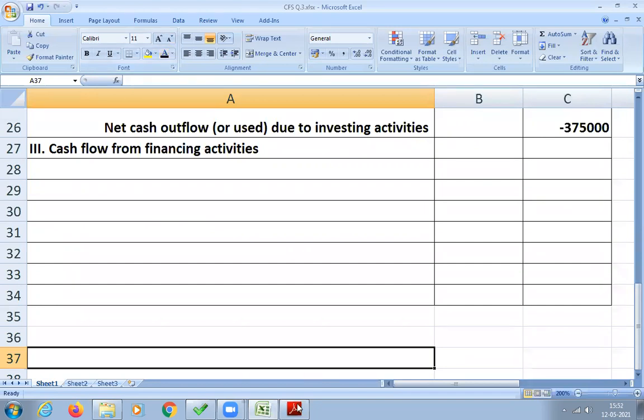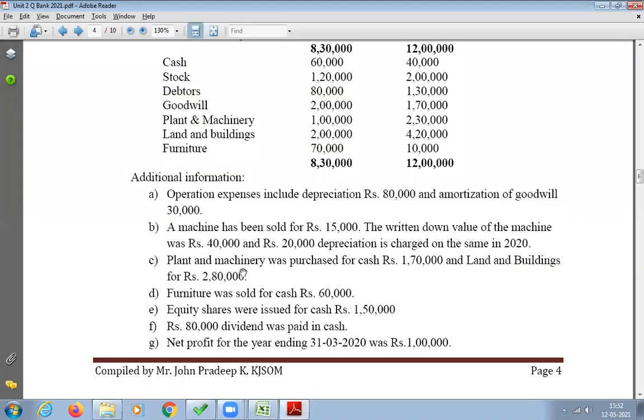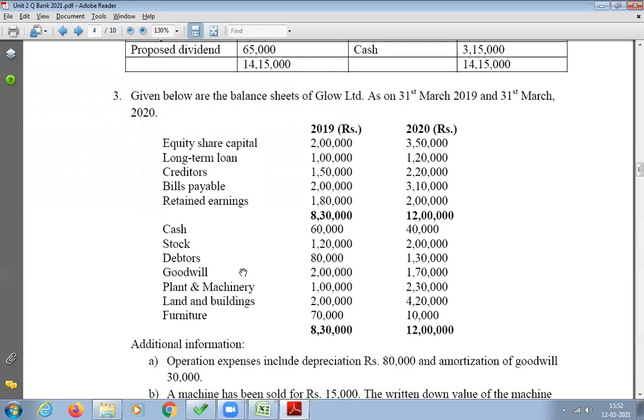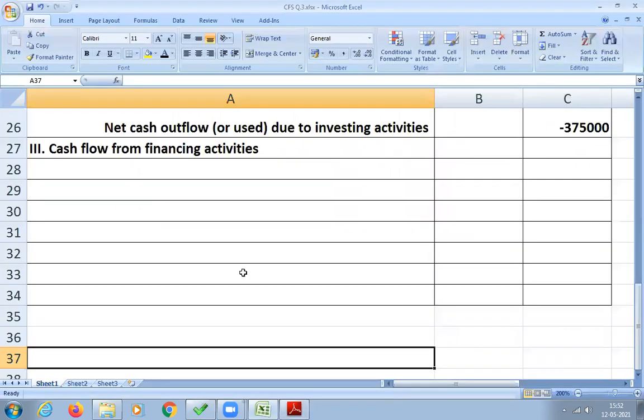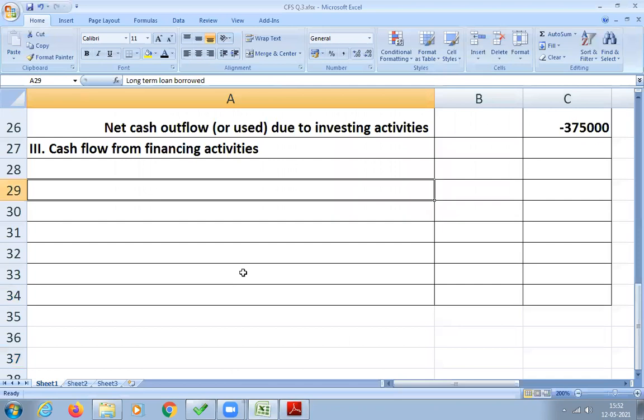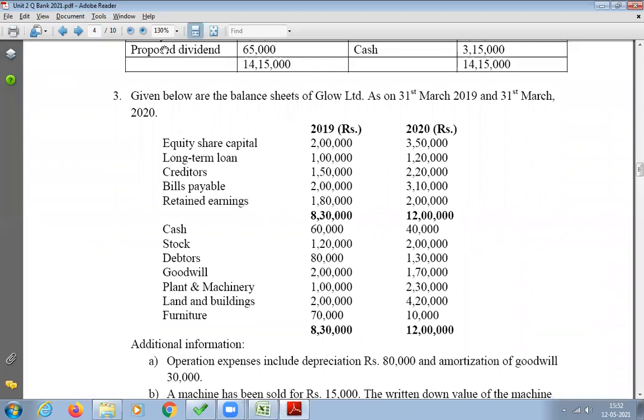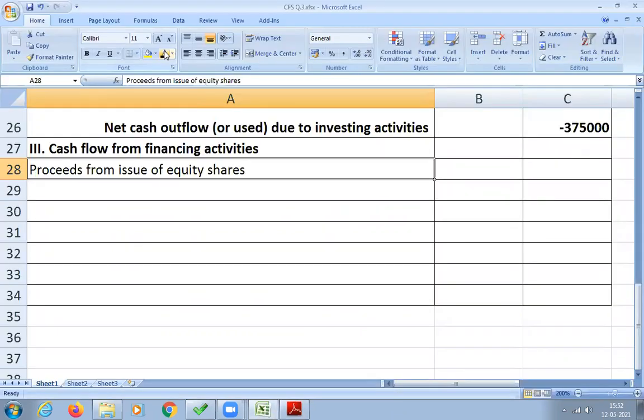Please check now from the question and tell me. First check whether the capital has increased or decreased. Increased, sir. So is that an issue or a redemption? Issue of shares or repurchase? It is an issue. So write down proceeds from issue of shares. How much? 1,50,000. Plus or minus? Plus, because when you are issuing you will get the cash.